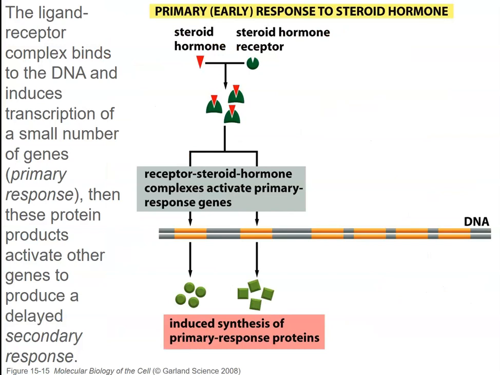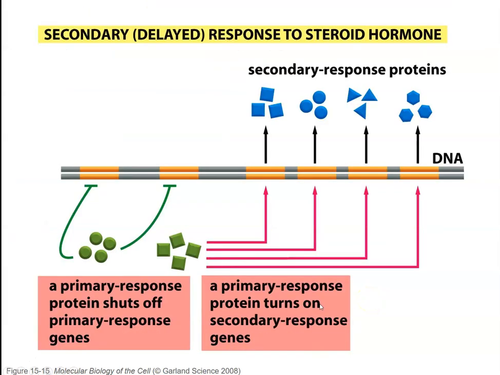This kind of signaling pathway takes a long time, and there's actually a primary and a secondary response. The steroid hormone, when it binds to its receptor, will activate what's called the primary response gene, so it will induce the synthesis of a certain number of genes. Then these, if I look at the next slide, will act as transcription factors themselves and turn on the synthesis of a secondary response. So you've got a primary response and then a secondary or delayed response to the steroid hormones.